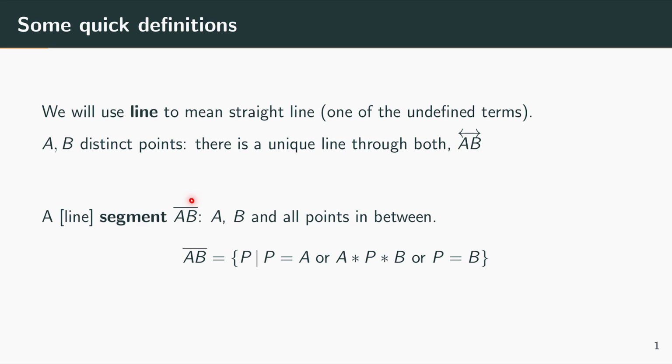Then we're going to talk about line segments. Quite often I will use segment instead of calling it a line segment. A line segment AB is going to be denoted with this line over the top of it. And that consists of all the points on the line AB that are between A and B or that are equal to either A or B. So this is using the idea of betweenness that we talked about previously.